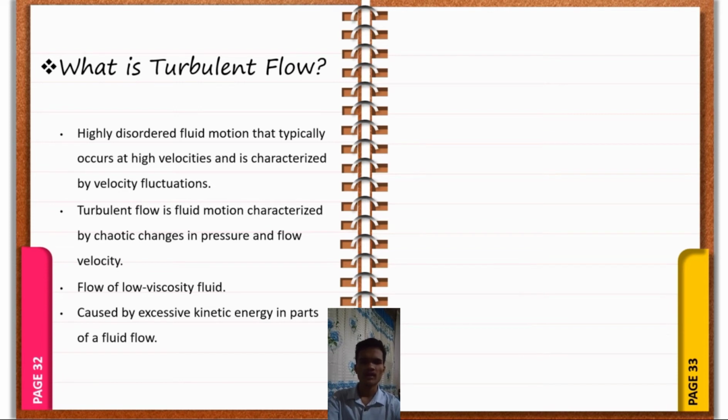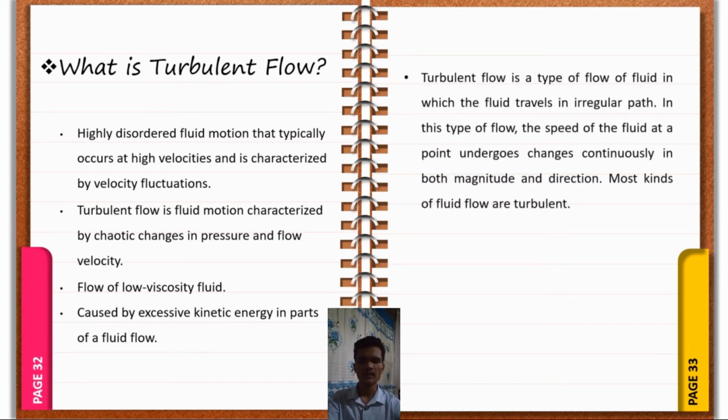Turbulent flow is fluid motion characterized by chaotic changes in pressure and flow velocity. The flow of low viscosity fluids such as air at high velocities is typically turbulent. It is also caused by excessive kinetic energy in parts of a fluid flow. Another definition: turbulent flow is a type of flow of fluid in which a fluid travels in an irregular path.